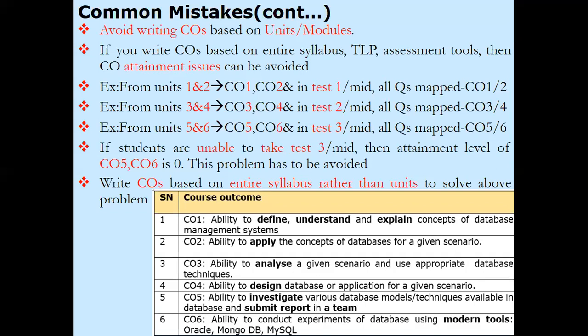Unit 2, all the questions are mapped with CO3, CO4. From unit 5, unit 6 point of view, you have written the CO5, CO6 during the third mid. In the sense, there are some colleges that will conduct a third mid also, and all the questions are mapped with CO5, CO6. But unfortunately, if the students are unable to take the third mid, then the attainment level of the CO5, CO6 becomes 0.